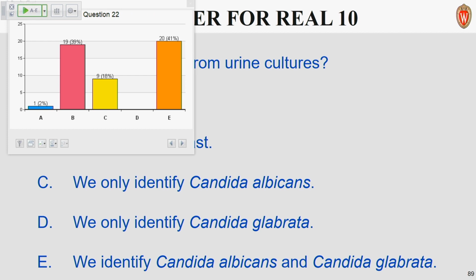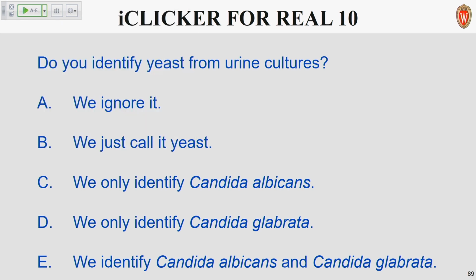Heather, we have about 5 minutes. Okay, just to let you know. So it looks like we're pretty even there between B and E. So either we are identifying both, or we're just calling it yeast. Okay.